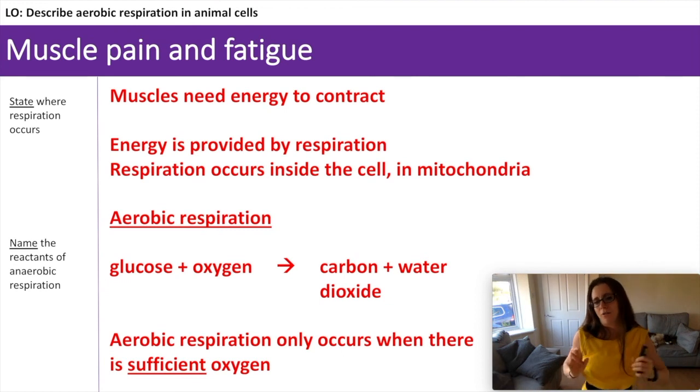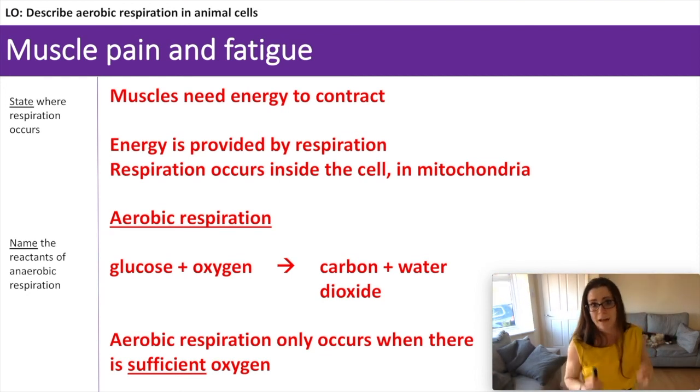The mitochondria are responsible for breaking down those glucose molecules and releasing energy from them. We said that aerobic respiration, when there is sufficient oxygen, we have glucose plus oxygen, it makes lovely carbon dioxide and lovely water, and both of these are removed from the body by the bloodstream. They are exhaled by our lungs, and we have no problem whatsoever. Carbon dioxide and water, lovely waste products of aerobic respiration.